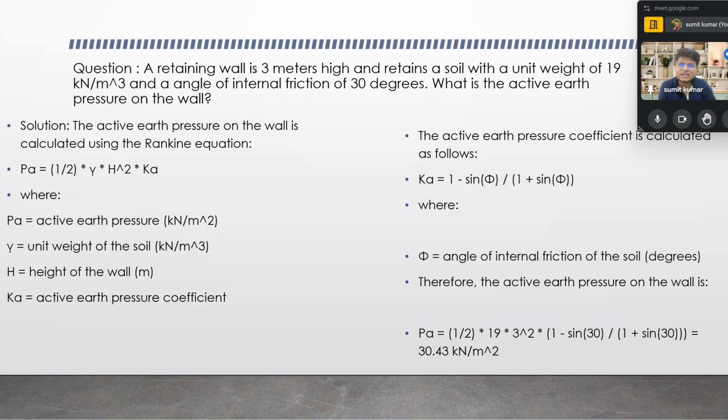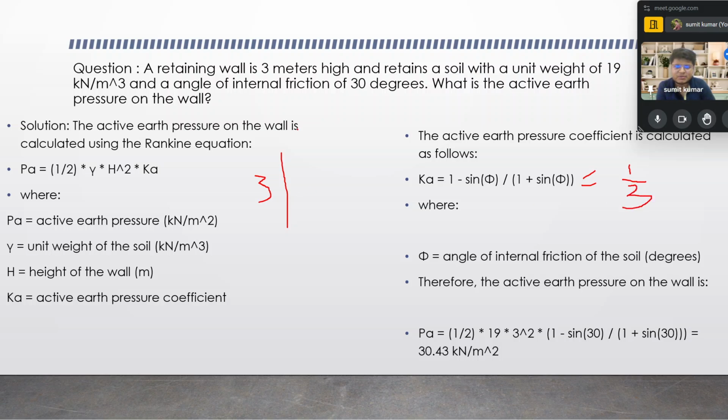Over here you see the 3 meter high retaining wall. They are mentioning that it is 3 meters high, the unit weight is 19 kN/m³, and the angle of internal friction is 30 degrees. K, the coefficient of active earth pressure, is equal to (1 minus sine phi) by (1 plus sine phi). For phi equal to 30 degrees, that is 1 minus sine 30 upon 1 plus sine 30. When you do it on your calculator, you will get the value as 1 by 3.